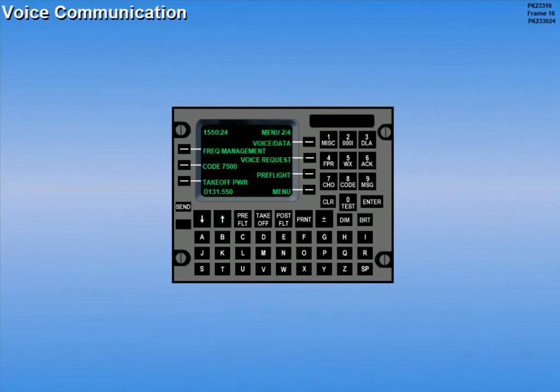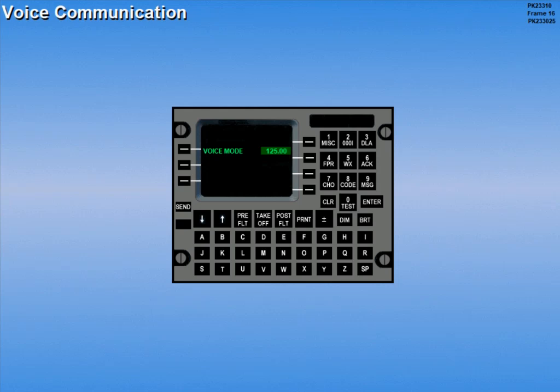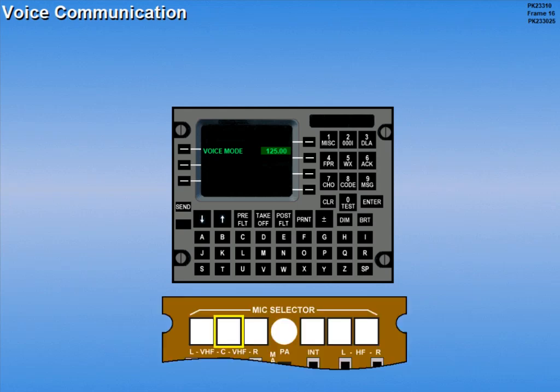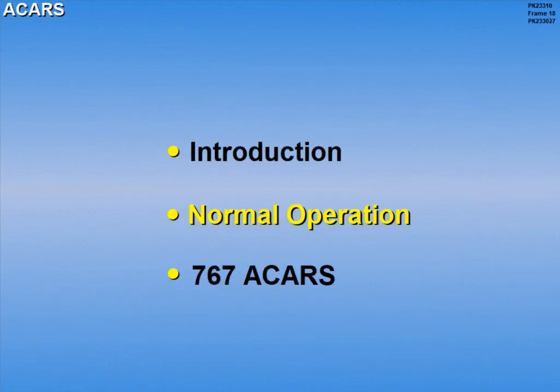The third VHF transceiver may be manually selected to permit voice communication. By selecting the voice data page from menu page 2 of 4 and selecting voice, you could enter a frequency for operation before selecting the center VHF on the audio selector panel. If the NOCOM light remains illuminated after, now let's look at normal operations.